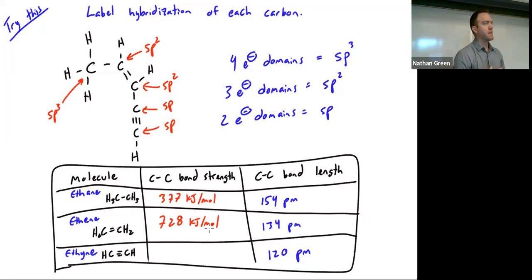So this is something that the MCAT loves to do, where they'll play with words on this. They'll say, which bond is stronger, a double bond or a single bond? A double bond is stronger, right? It takes 728 kilojoules per mole to break this molecule apart. Which bond is stronger, a pi bond or a sigma bond? A sigma bond is stronger than a pi bond because a double bond is sigma and pi together.